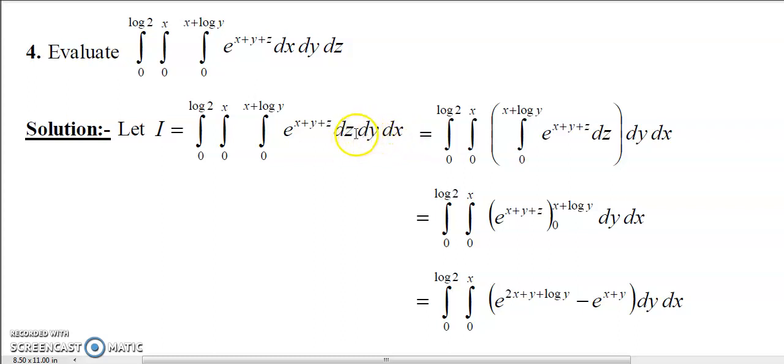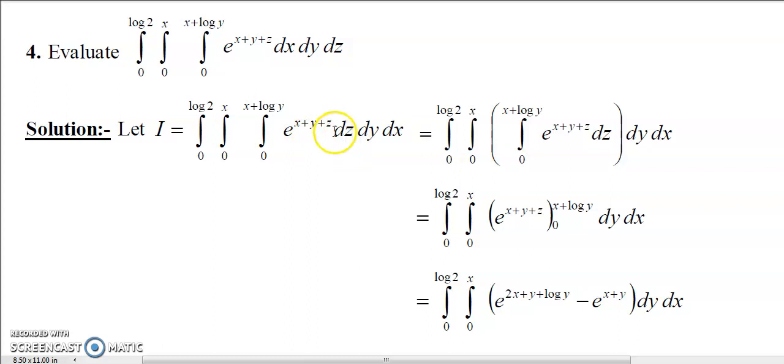Why we need to integrate with z? Since my inner integral depends on x and y. Now after integrating with z, we will be left to integrate either with y first or with x. Since my middle integral depends on x, we need to integrate with y and then with x.